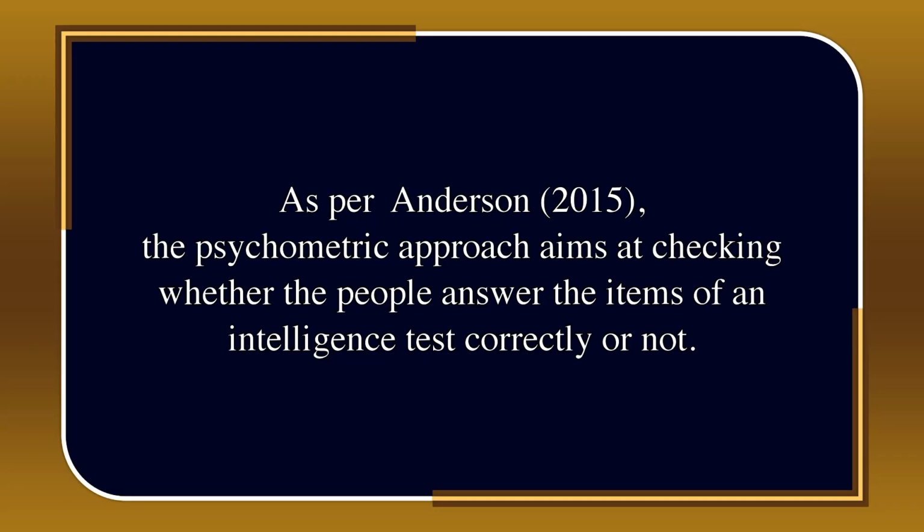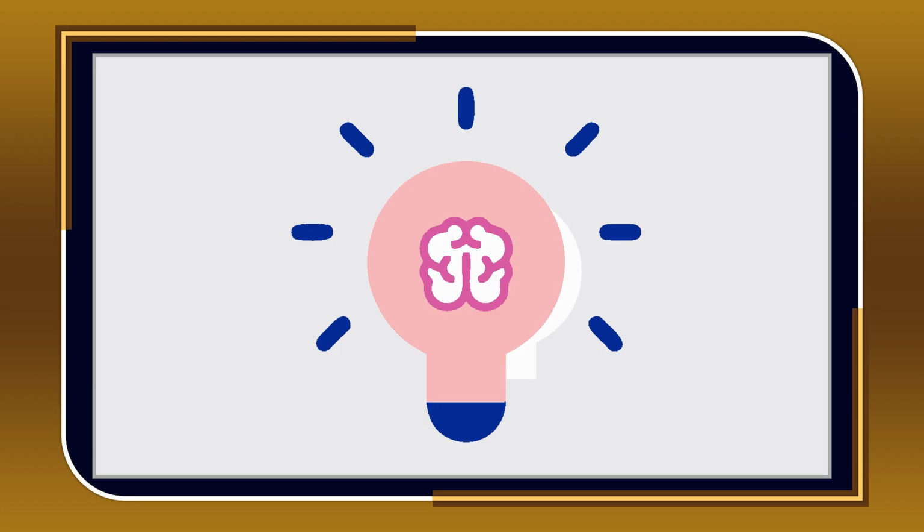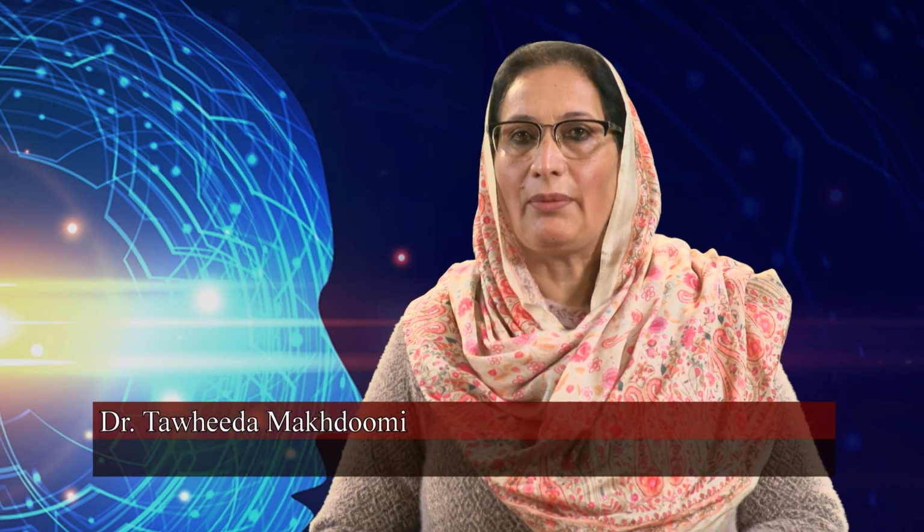Let us first have a brief background of the topic by knowing the difference between the psychometric and cognitive approach to intelligence. As per Anderson, the psychometric approach aims at checking whether people answer the items of an intelligence test correctly or not, while the cognitive approach to intelligence focuses on how people answer the items and why some people perform better than others while answering them. In other words, the cognitive approach looks into the specific thought processes that sustain mental abilities.